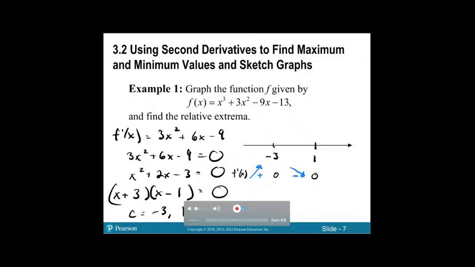Okay? And then to the right of 1, let's choose something like 2. If we plug 2 in, this will be positive, this will be positive. So the first derivative is going to be positive to the right. So our function should be increasing. Okay? So the first derivative test tells us that when x is negative 3, that should be a relative max. When x is 1, that should be a relative min.